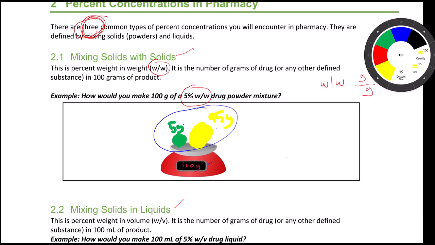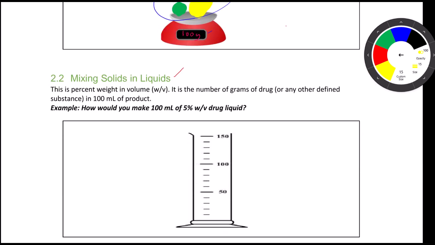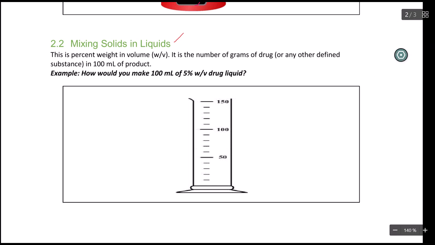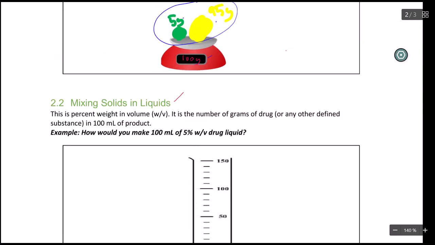The concept here to realize is that when you see a percent for solids and solids, it's weight per weight. Let's do another one with solids and liquids. When you see solids and liquids, it's going to be weight per volume, meaning some amount of drug as measured in weight in some amount of volume. It's always going to be grams over 100 mLs. That's what the percent is going to be.